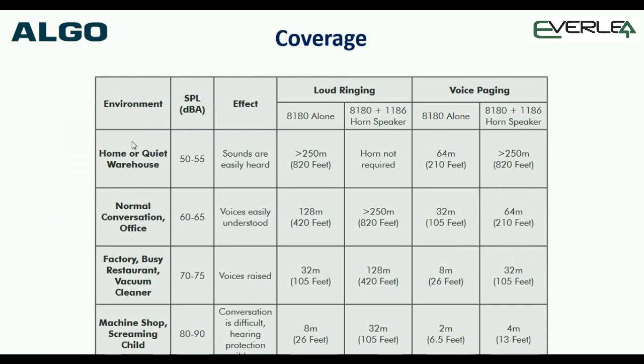The coverage of an 8180: this table goes through various examples, such as home, normal conversation, factory, busy machine shop, etc. It just gives you an idea of what coverage an 8180 will give. So for example, in a quiet warehouse, a lone 8180 would be 250 meters. Voice paging will be 64 meters. So it just gives you a snapshot of what sort of coverage you're going to get. But remember, this will entirely depend on the environment that you're working in. This is a guideline only.